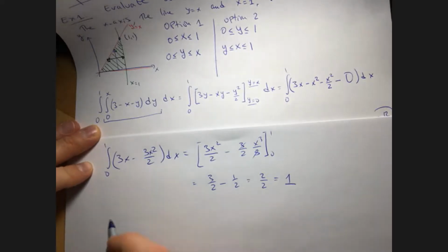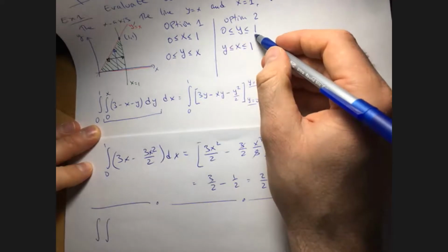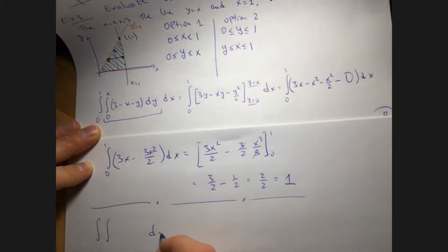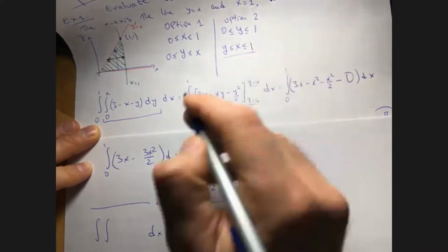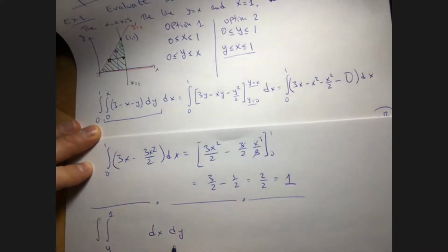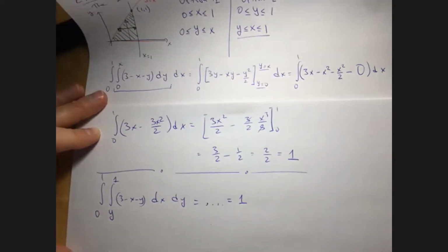Now, as an exercise, I will leave you to confirm that if you change the order of integration, if you take option 2 now, first you integrate with respect to x, then with respect to y, x goes from y to 1, and y goes from 0 to 1. And the function is 3 minus x minus y. I'm going to leave it as an exercise to confirm that this is also 1. By Fubini's theorem, this has to be 1. Okay?